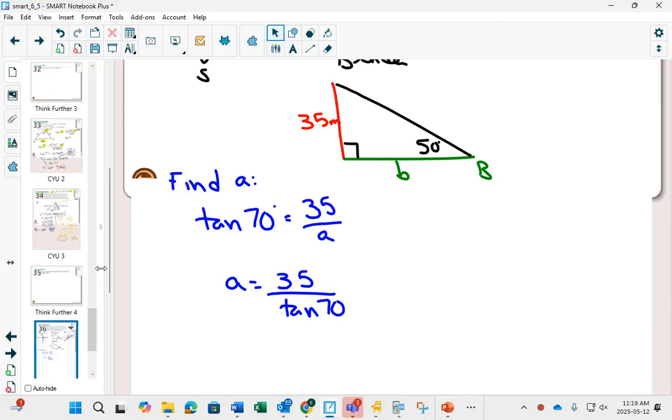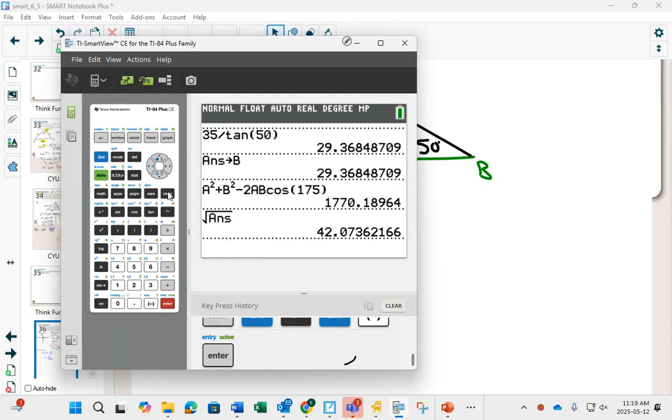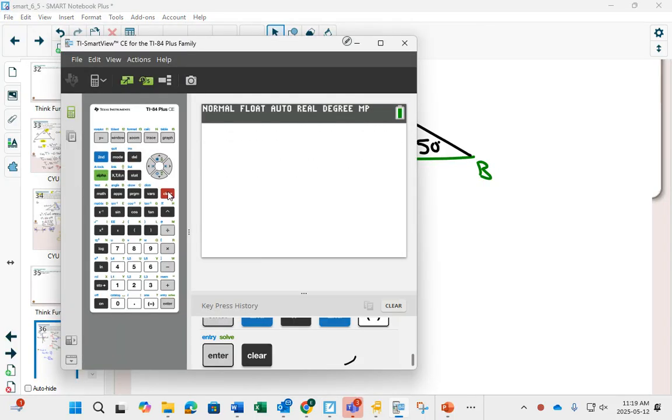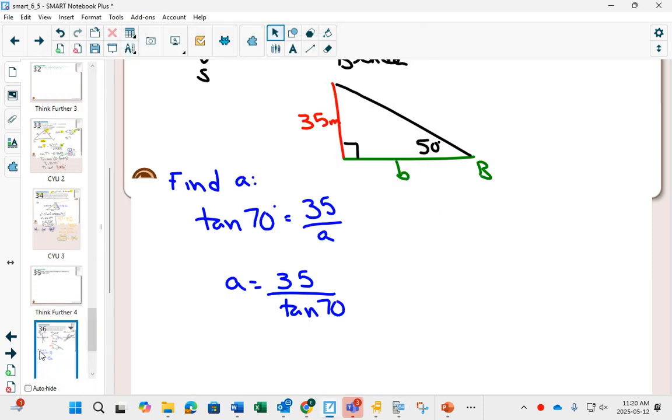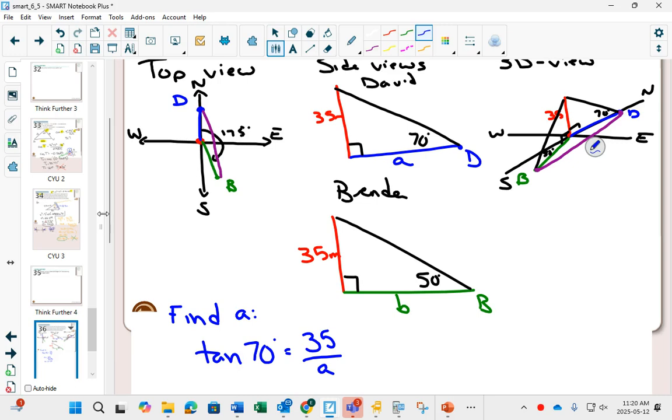And we'll go to our calculator here. And I want to show you some things with our calculator that are really helpful. So I do 35 divided by tan of 70, make sure, yeah, I'm in degrees. And I get A is 12.739. The 3 decimal places. So on my triangles, I've now figured this out, 12.739.